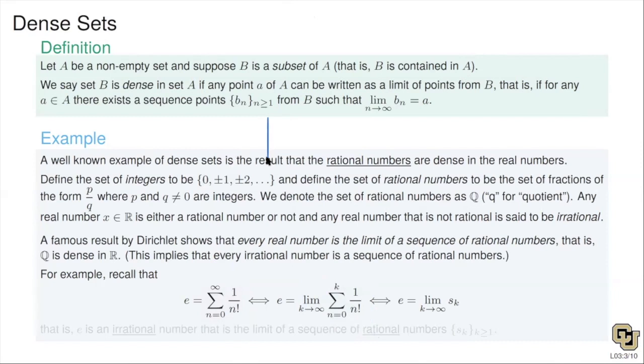Sean asks if B is dense in A, is it also dense in any subset of A? Yes, Sean, I believe that's a correct result. Absolutely, and I agree with that statement.